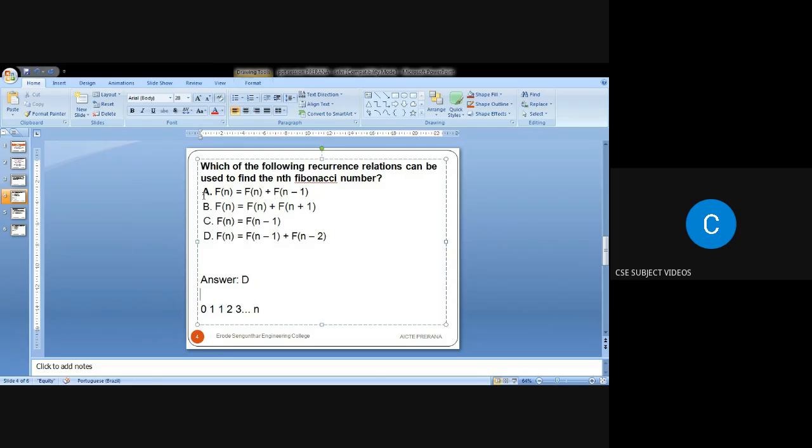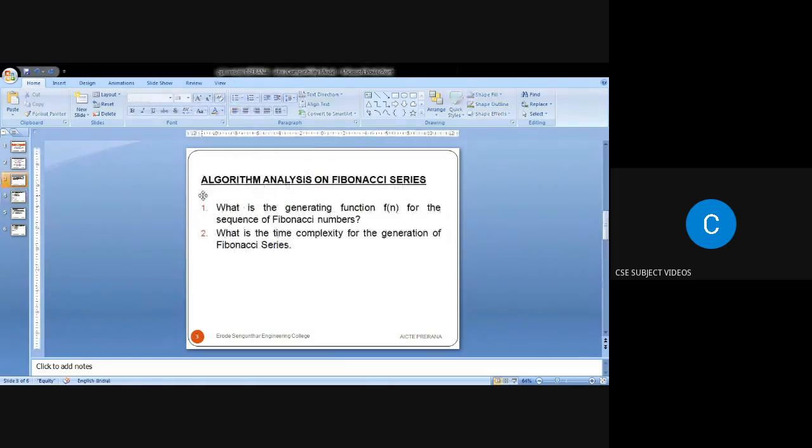The second question you have seen here is: what is the time complexity for the generation of the Fibonacci series? Let us see how it will be generated. I'll stop sharing this and go to another PDF file.